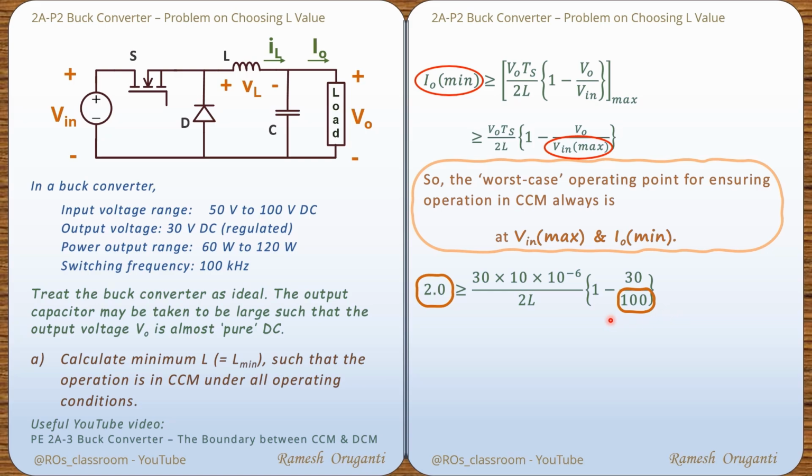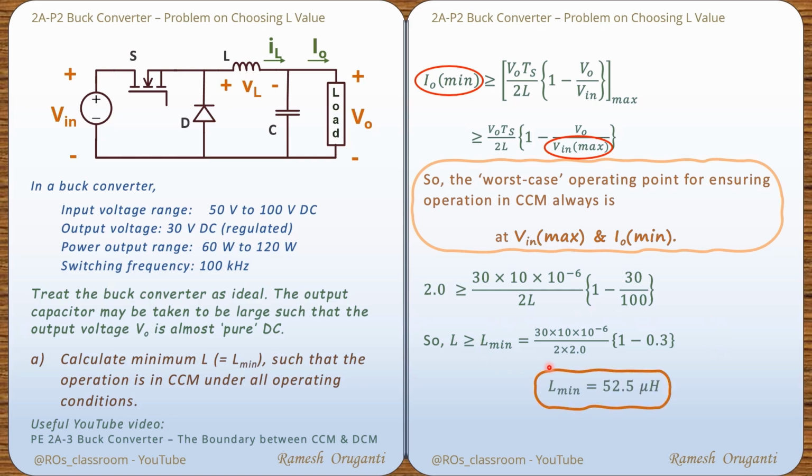So the minimum L will be 30 times 10 power minus 6 divided by 2 times 2 times 1 minus 0.3. So we can calculate the minimum inductance as 52.5 microhenry. If you select this inductance value, then at the worst case, when input voltage is maximum and the output current is minimum, the operation will be on the CCM-DCM boundary. At all other cases, it will be in CCM.